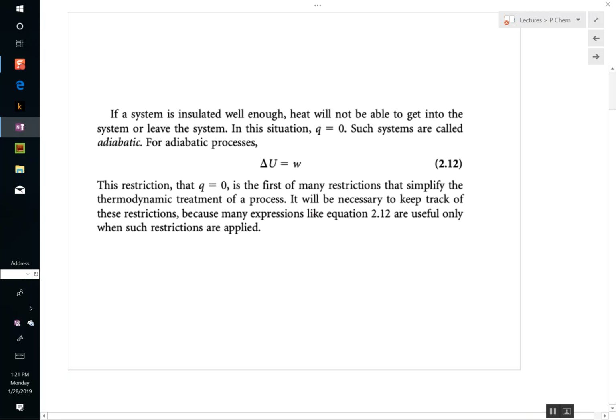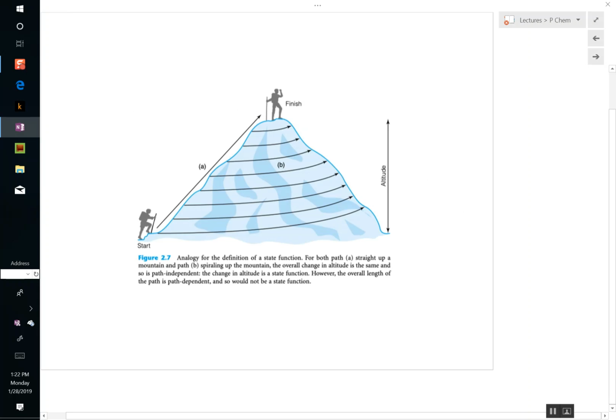And the author is just telling us you need to keep track of what the situation is and if there are any restrictions being applied. So you have to ask yourself the question: is this equation appropriate in this particular case? There'll be a lot of these equations.